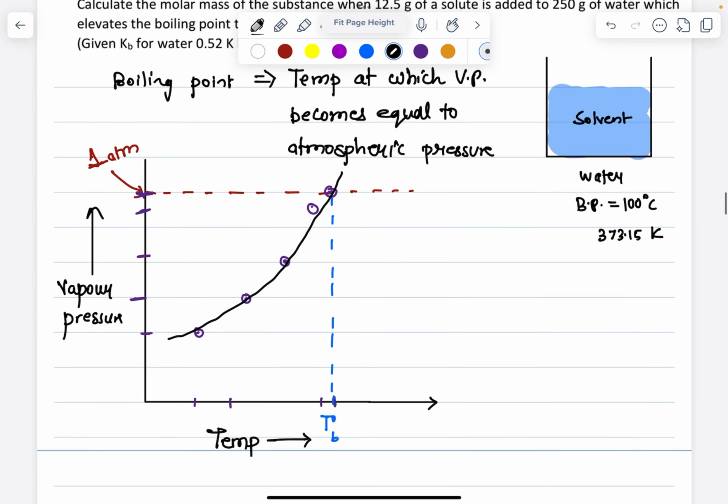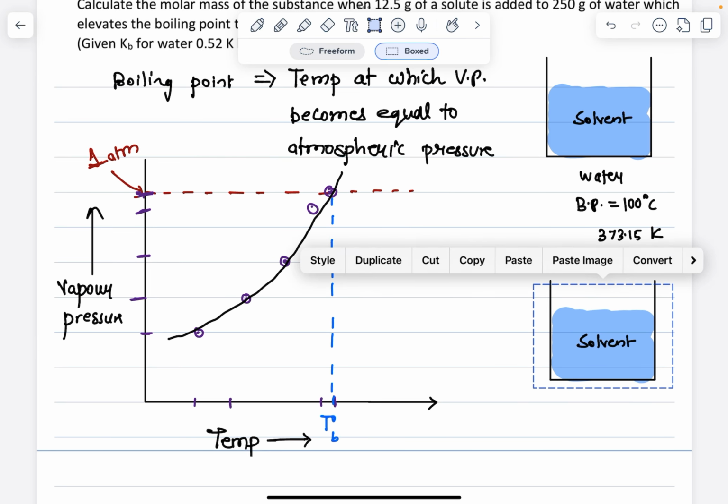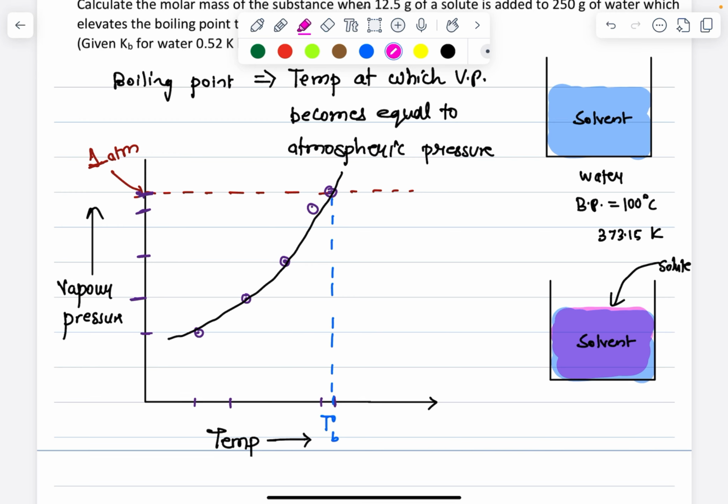And what you do is, to this same solvent you are adding some amount of non-volatile solute. So when you add solute, what will happen? Surely the color of this is going to change and it won't be a solvent now. You will call this a solution. And the boiling point over here will be more than 100 degrees Celsius, in case of water. Generally it will be more than that of the solvent.